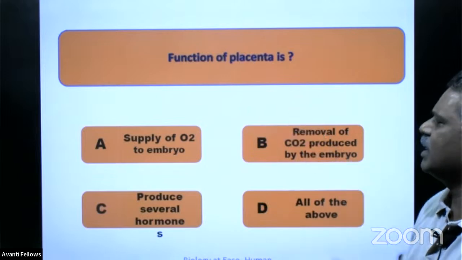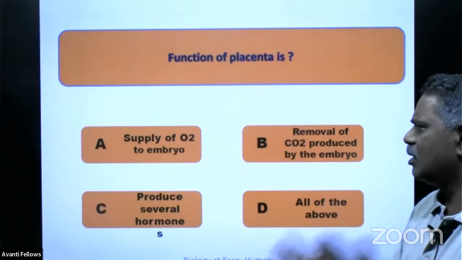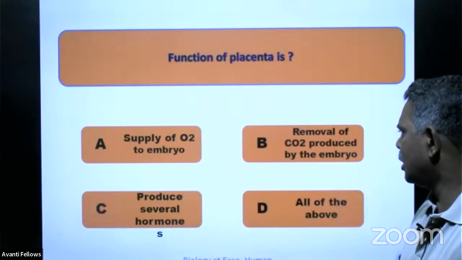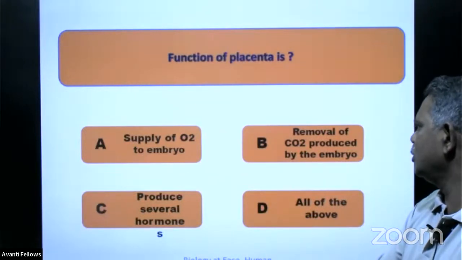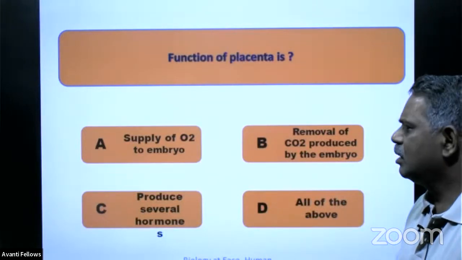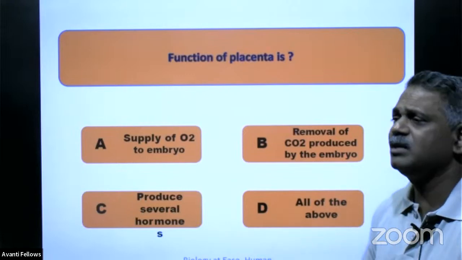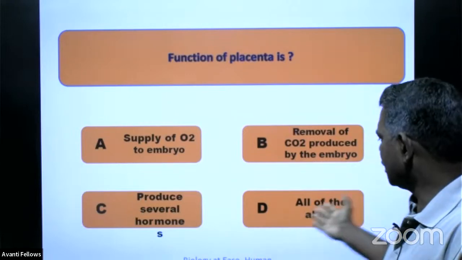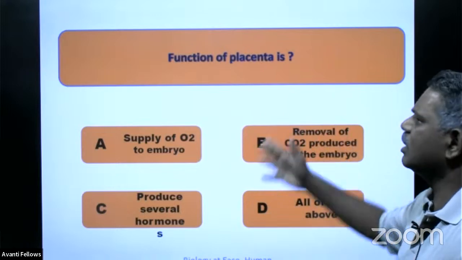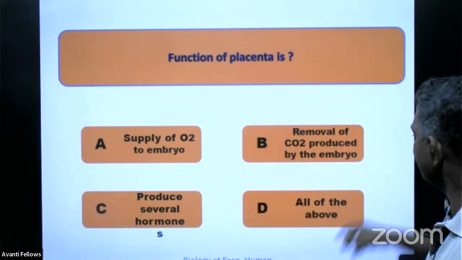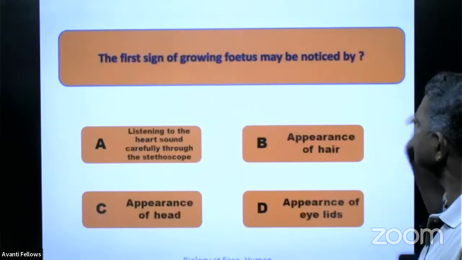The functions of the placenta. Is it to supply oxygen to the embryo, or to remove the carbon dioxide produced in the embryo, or to produce different kinds of hormones, or is it performing all the functions? Right. We'll move to another slide.